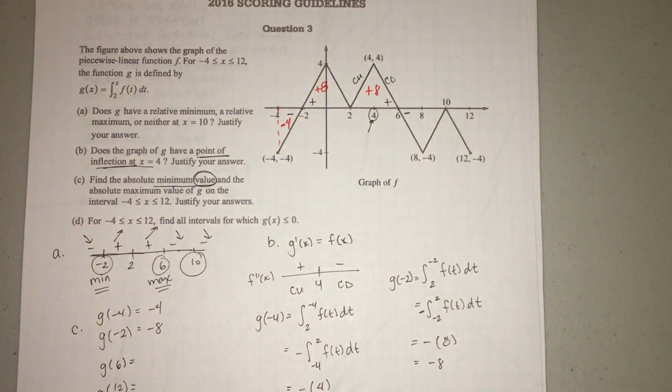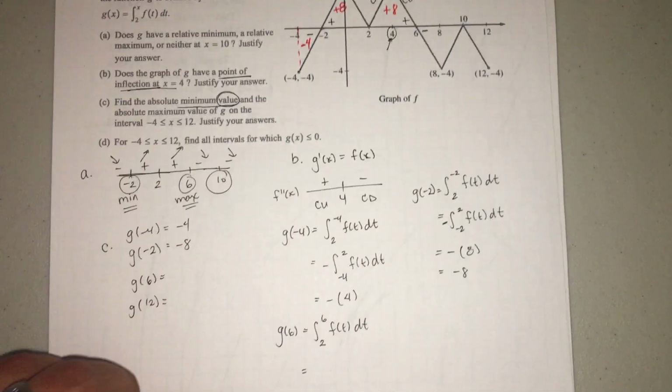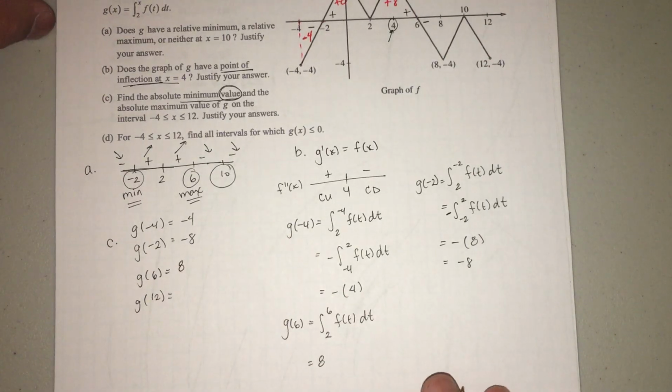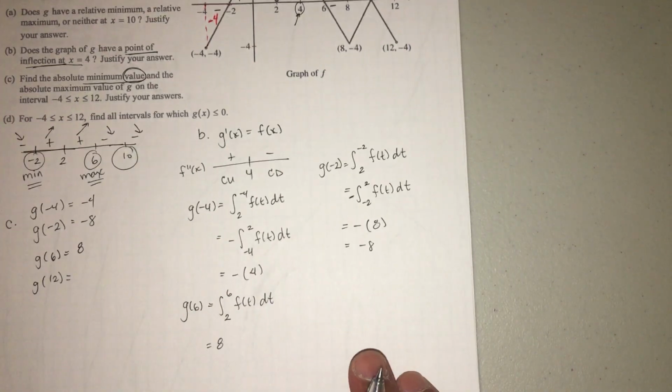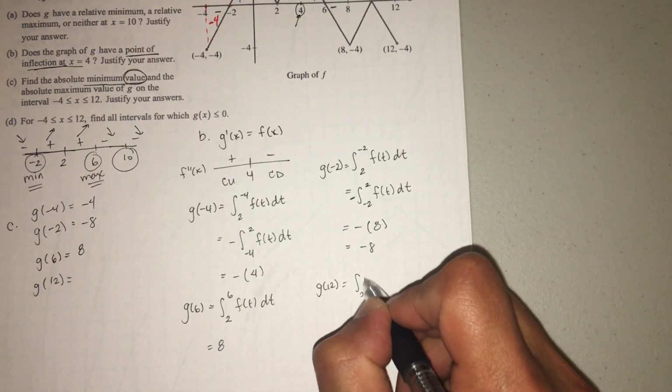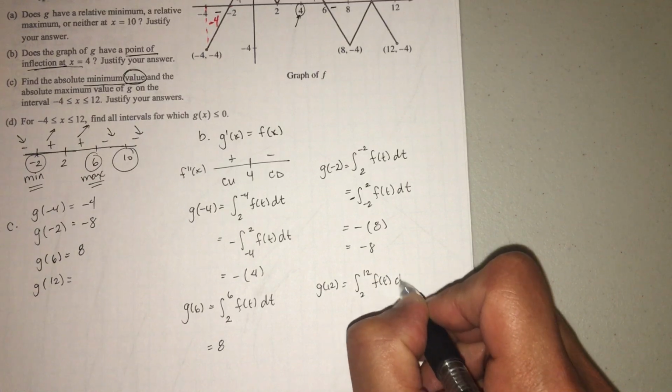And because it's above the x-axis, that's a positive. So g of 6 is 8. That makes it easy. And the last one, g of 12. So let's go ahead and move it here. So g of 12, same thing. You can do the integral from 2 to 12 of f of t dt.